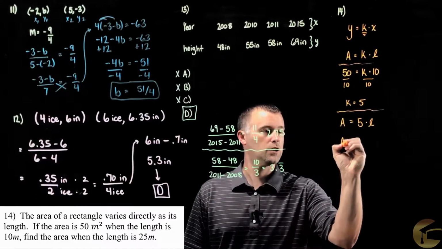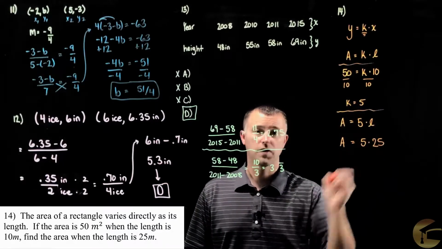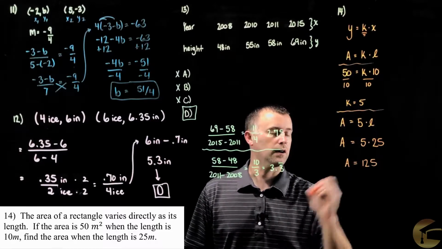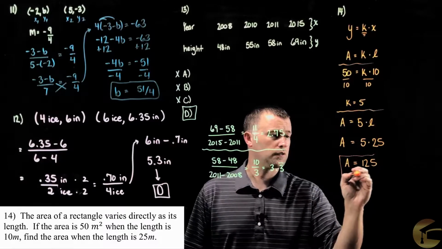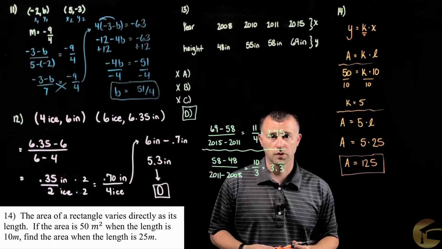Now that I have the equation, I can do that. So I can go 5 times 25. Well, 5 times 25 is going to equal 125. So that's going to be your area. You don't even have to worry about the units. They'll take care of that for you. Or if it's a grid-in, you don't have to worry about it anyway. So your answer for number 14 is going to be 125.